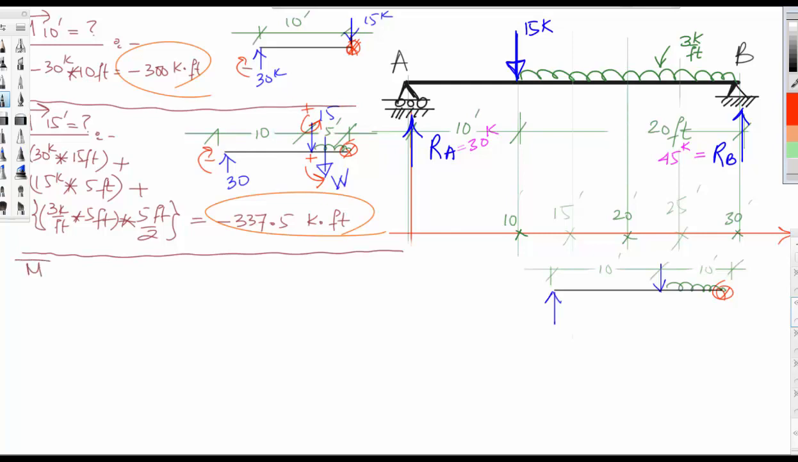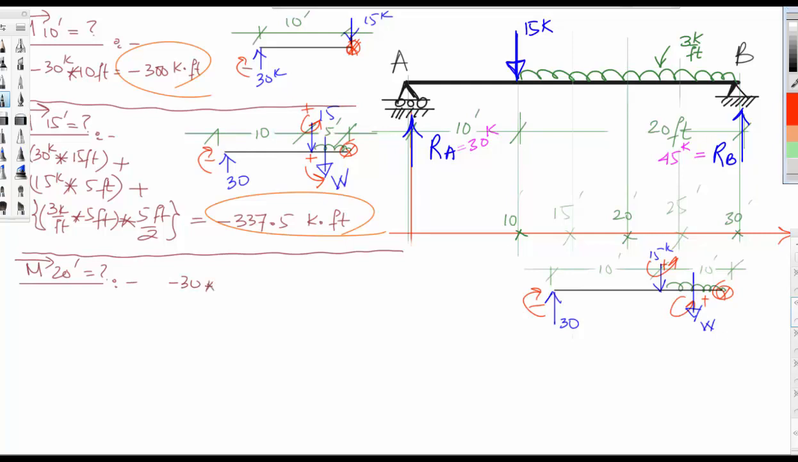Moment from left, a distance of 20 feet, is equal to how much? So apply the very same thing. We have this is 30, this is 15 kip, and this will be in the middle, W. So we have minus, again this rotates in this direction, this rotates in this direction, this is negative, this is positive, and this is also positive.